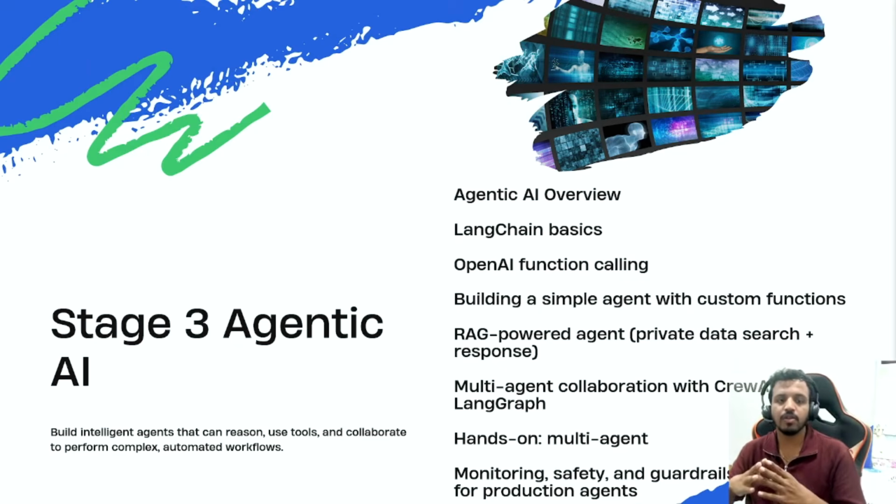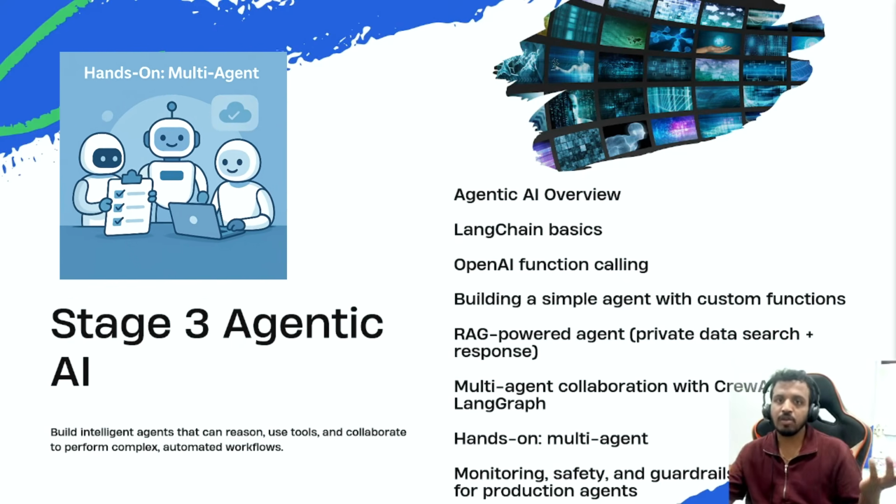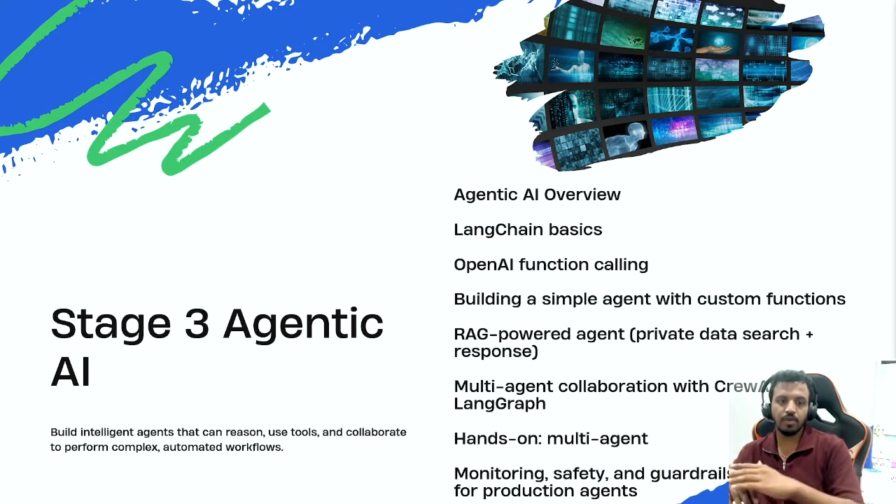And then finally we are going to have a multi-agent collaboration, where instead of a single agent, we are going to have multiple agents communicating with multiple different models. And we have learned about multiple modalities as part of stage 2. That knowledge we are going to make use of here. And finally, one more hands-on we are going to have here.